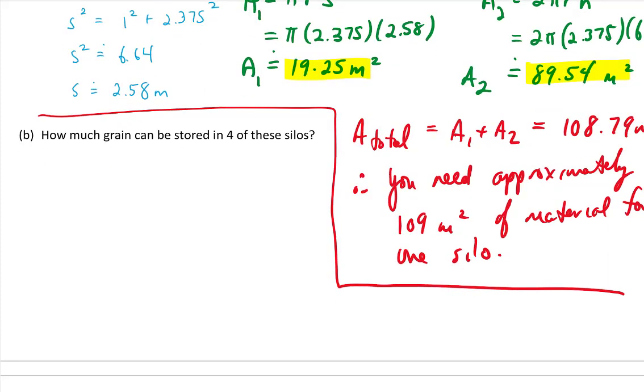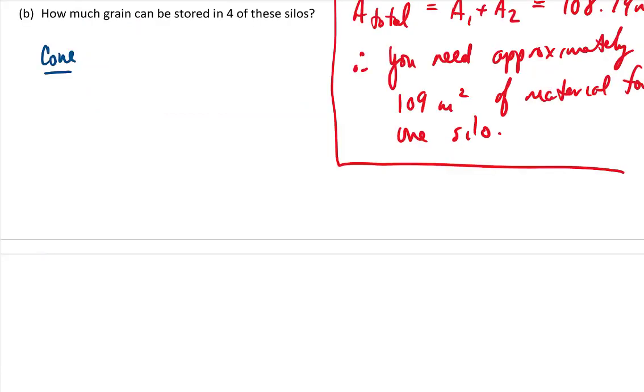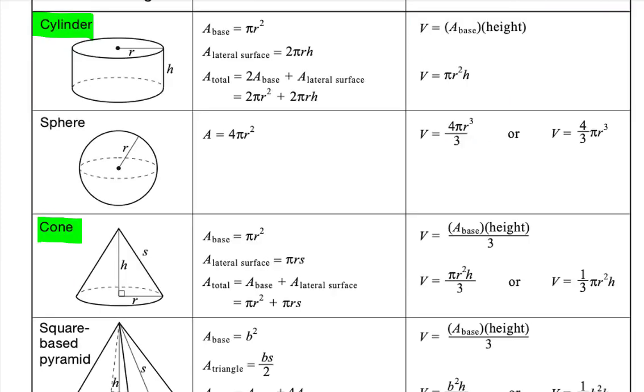So let's go back. We have a cone. We need the volume for a cone. And then next we'll look for the volume of the cylinder. So now we need to go back and look at our formulas for the volume of a cylinder and the volume of a cone. So back to our formulas here.